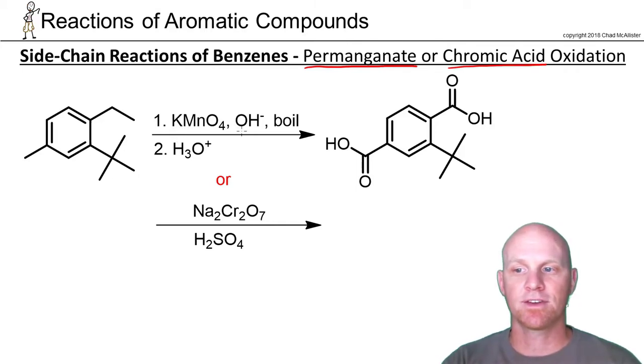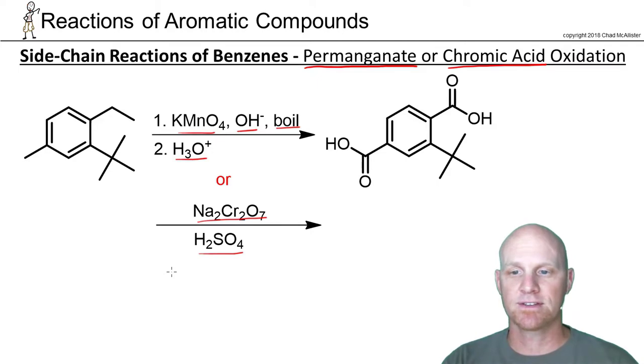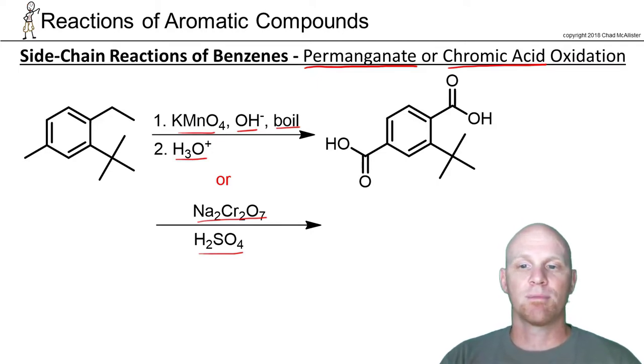You do it under basic conditions with potassium permanganate, really hot, and then you just protonate the resulting carboxylates that form to make carboxylic acids. Or you can do this with chromic acid, and again, the most common way you'll see chromic acid is sodium dichromate with sulfuric acid, or any real acid anyways, any aqueous acid. Either way, either set of reagents, we're going to accomplish the same thing.